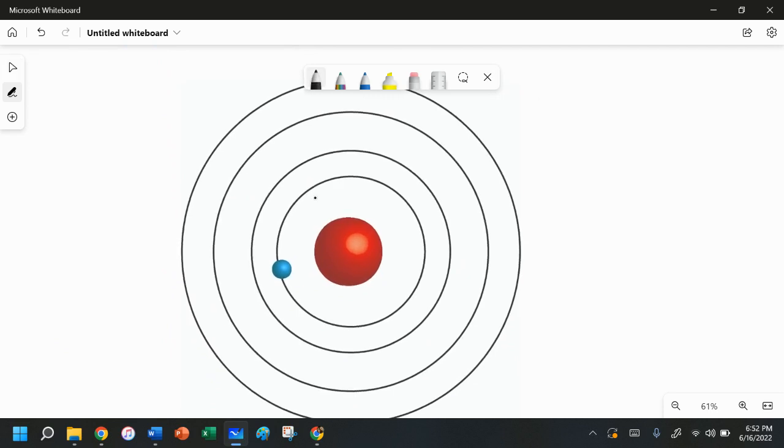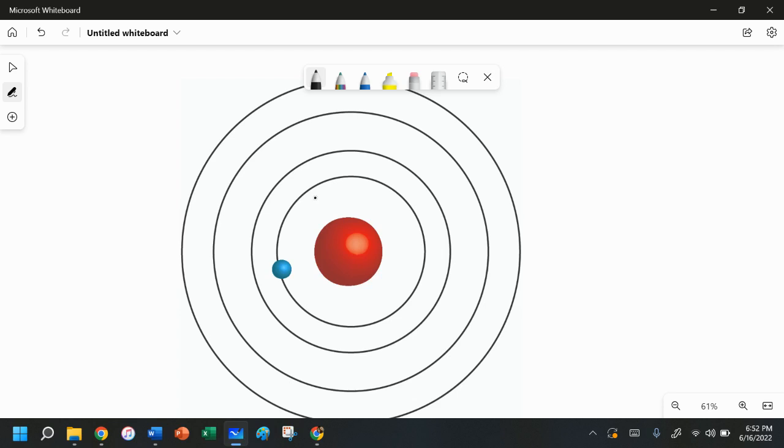Now, I used the Bohr model just for simplicity's sake, so we can draw this very easily. But do realize that there are not actually rings in the atom. You actually have inner orbitals, s, p, d, and f orbitals, where electrons have a probability of being located. But we're going to use the Bohr model just for simplicity in talking about electron transitions.